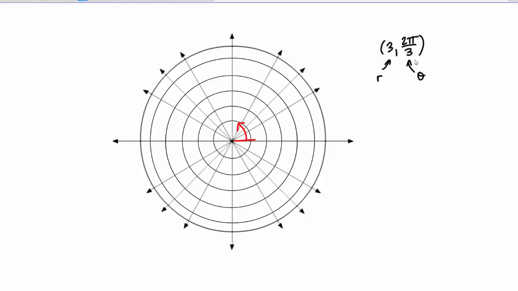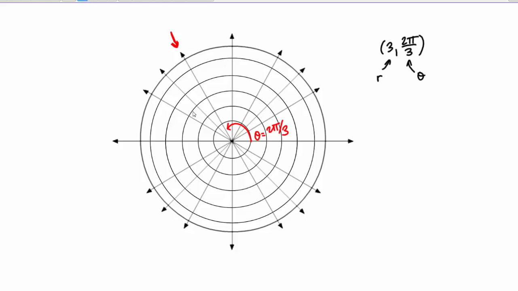Our angle here is 2 pi over 3. So let's see if we can figure out where that is. Hopefully you remember where that is. You can think about the unit circle. 2 pi over 3 is in this second quadrant here, and it's represented by this line right here. So this angle here is 2 pi over 3.